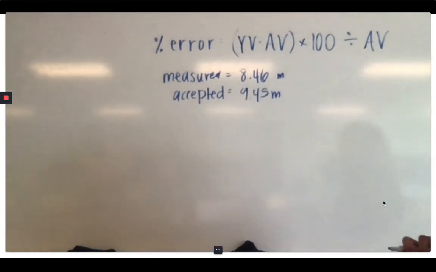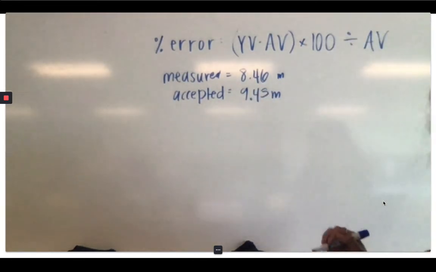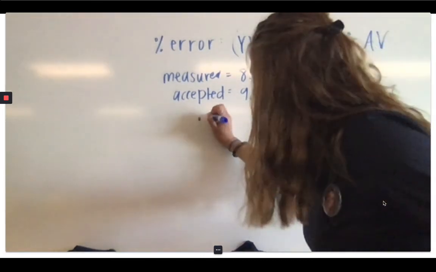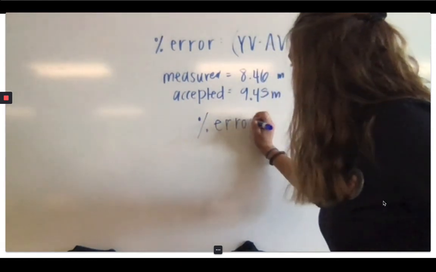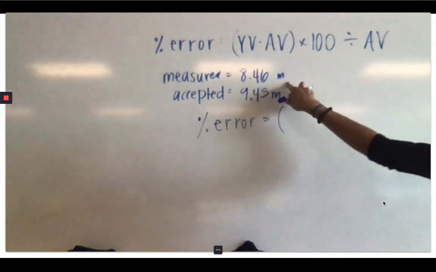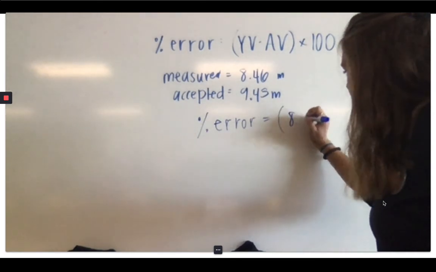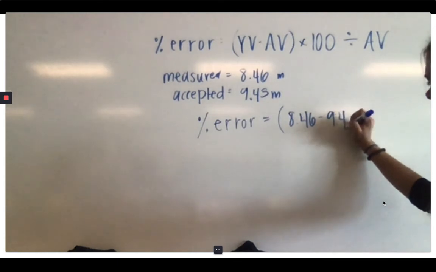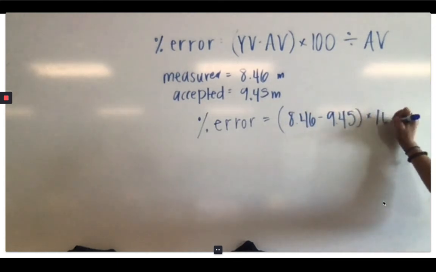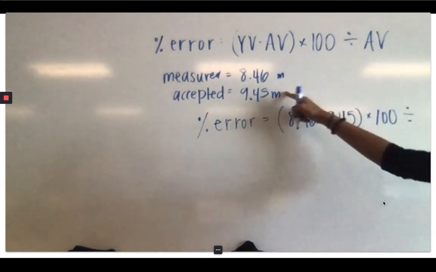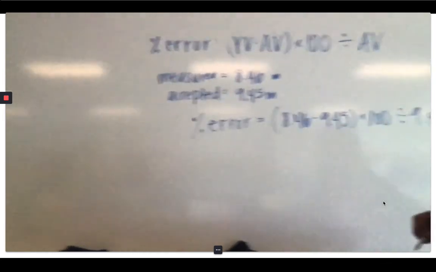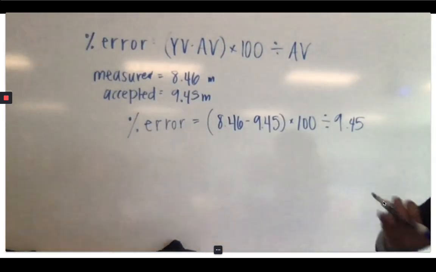So our measured value was 8.46 meters, while our accepted value was 9.45 meters. So all we're going to do in this example is just plug them into our formula, which we know is our percent error is equal to your value. Our value is always what we're going to measure. So we're going to do 8.46 minus our accepted value, 9.45, times 100 divided by the accepted, 9.45. Oh, you can't see anything. Oh, wrong way. And then we're going to solve.